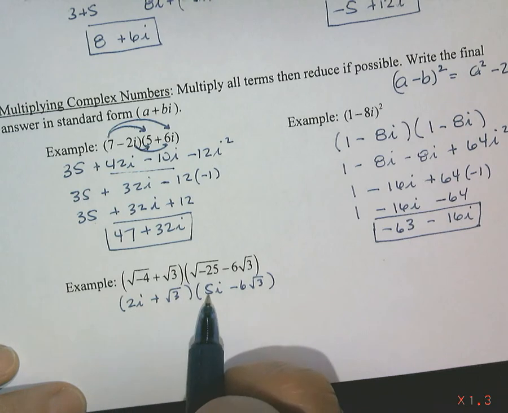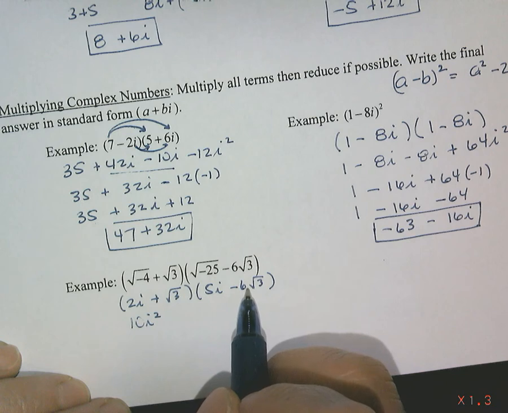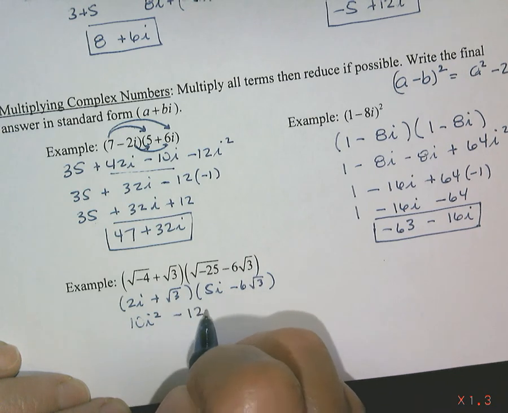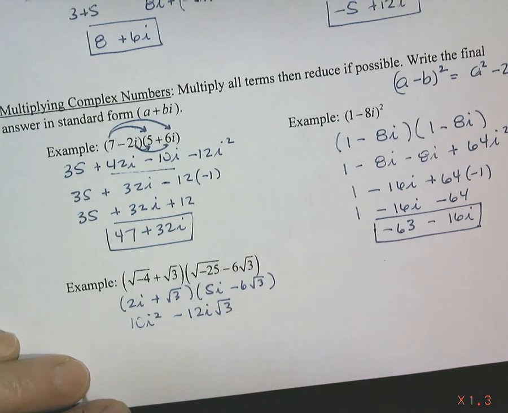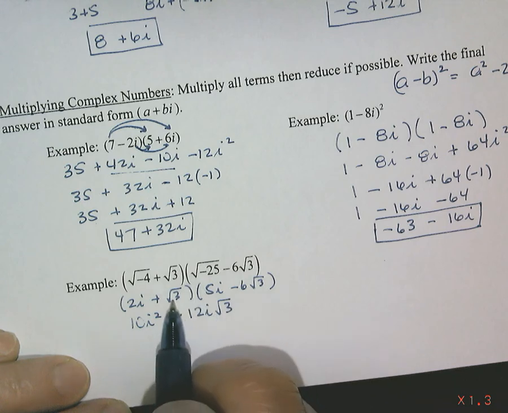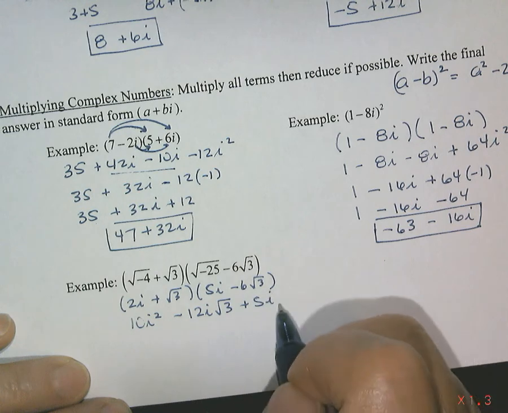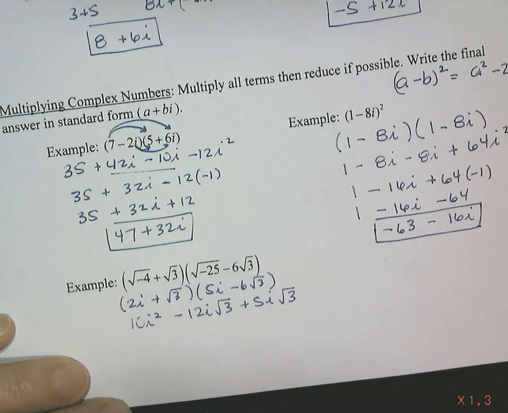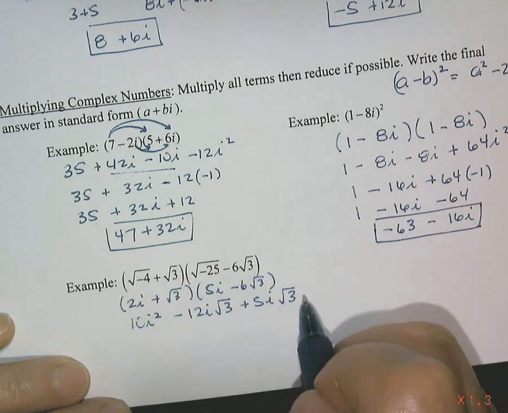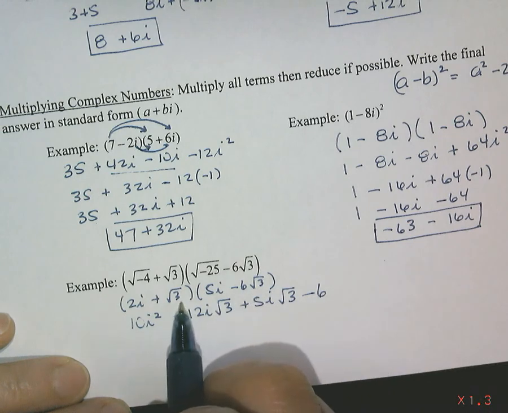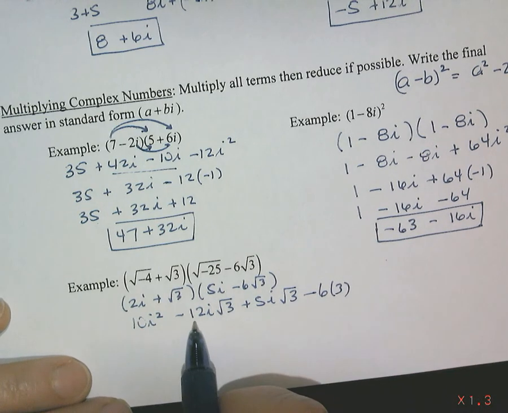So now I'm going to multiply 2i and 5i, and I get 10i squared. 2i multiplied by negative 6 square root of 3 is going to give me negative 12i square root of 3. Remember, outside times outside, inside times inside. Then I'm going to multiply the square root of 3 times 5i. So outside is 5i, so plus 5i. Inside is square root of 3. Then I'm going to multiply the square root of 3 and negative 6 square root of 3. So I'm going to have negative 6. Square root of 3 multiplied by the square root of 3 is going to be the square root of 9, which becomes 3. I can combine these like terms here.